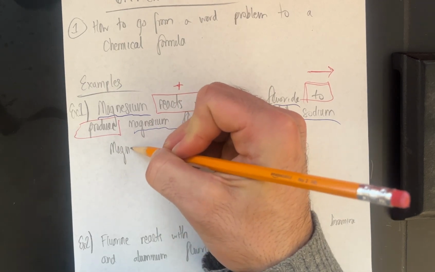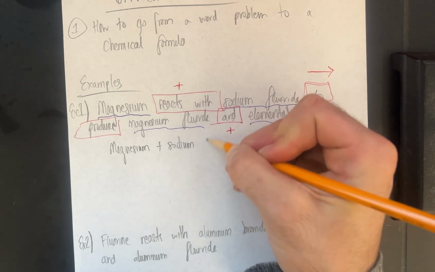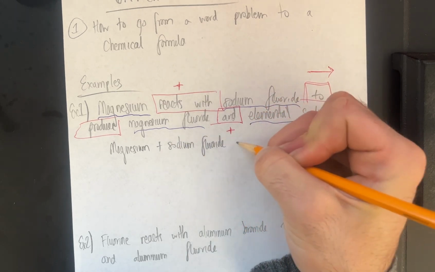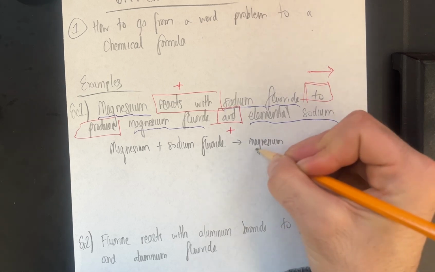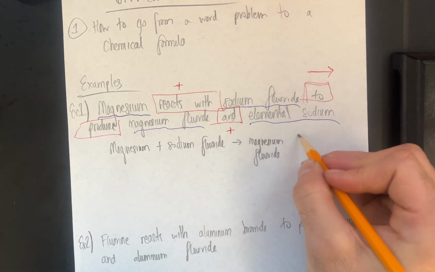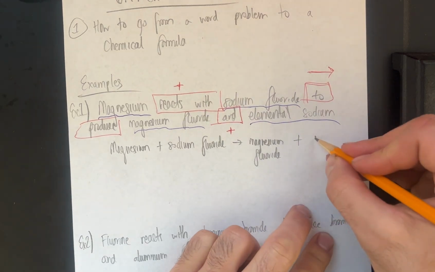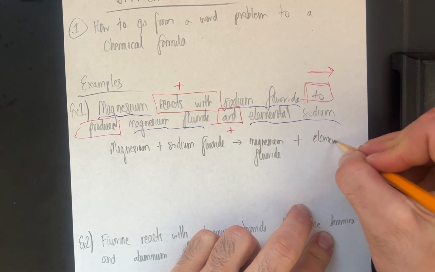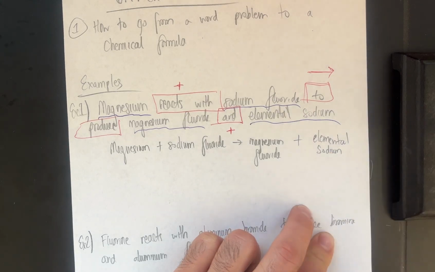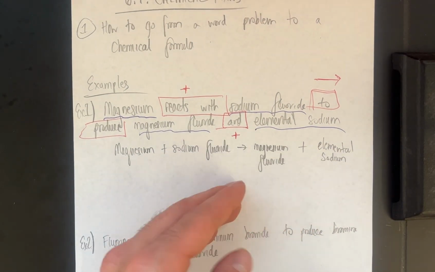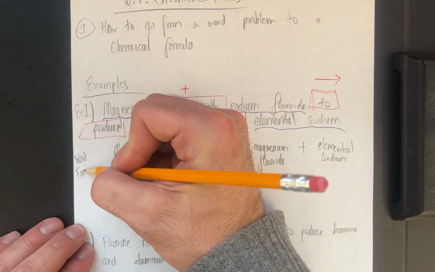We can turn it into magnesium plus sodium fluoride arrows to magnesium fluoride and elemental sodium. Sorry, I'm going off the page a little bit here, so my handwriting is sloppy. But that would be a good word formula, okay? And that can be your initial step.